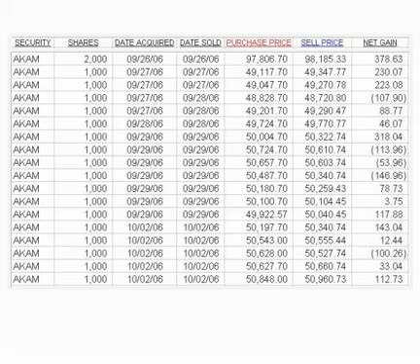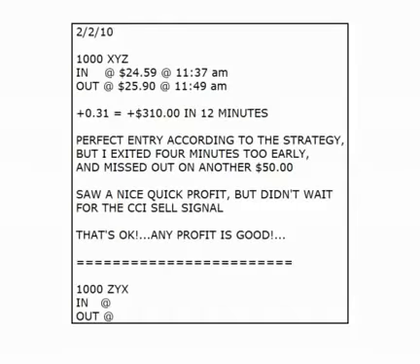Now, at the end of each day, if you're a day trader, you have to enter each one of your trades. You'll need to do this for your own personal record keeping, but also to file your taxes. And I also recommend keeping a journal.